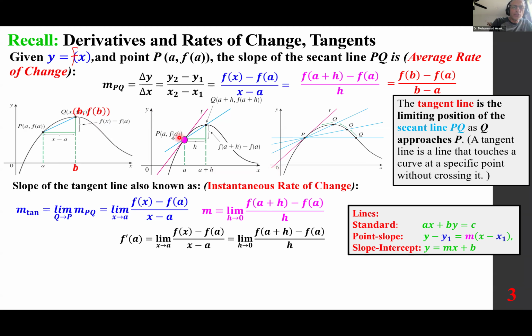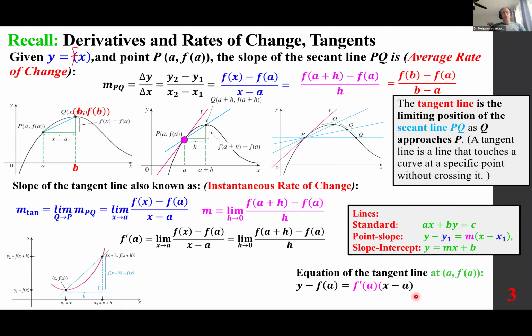If you want to find the equation of a tangent line, there are 3 ways to write lines. Standard form, ax plus by equals c. Point slope, y minus y1 equals m times x minus x1. And slope intercept form, y equals mx plus b. By the way, slope intercept form is the only one that is unique. So we use this one, and we write the equation of a tangent line. Y minus y1 is f of a, m is f prime of a, and x minus a.